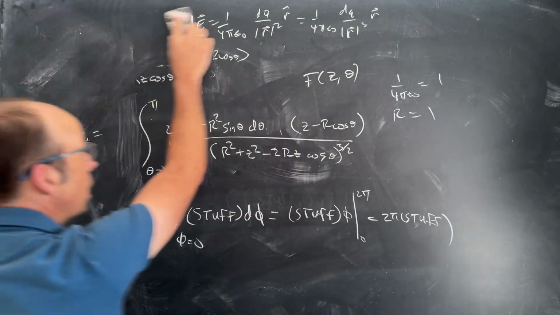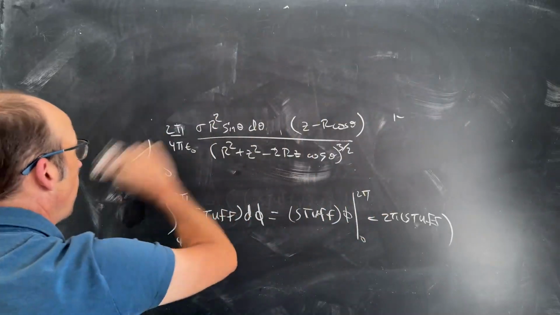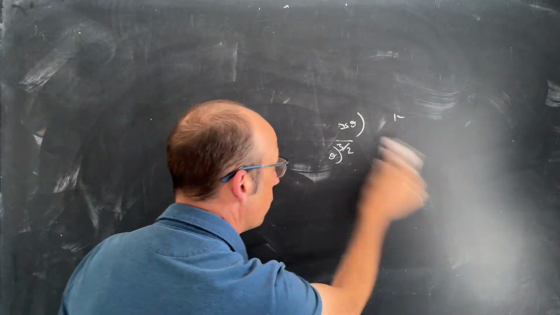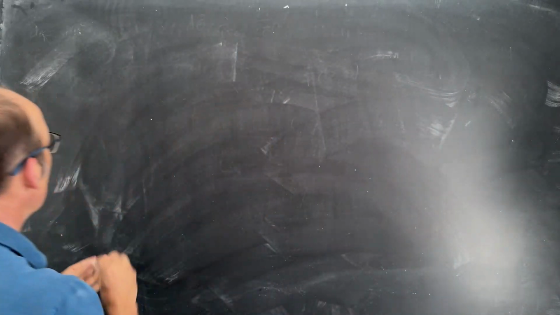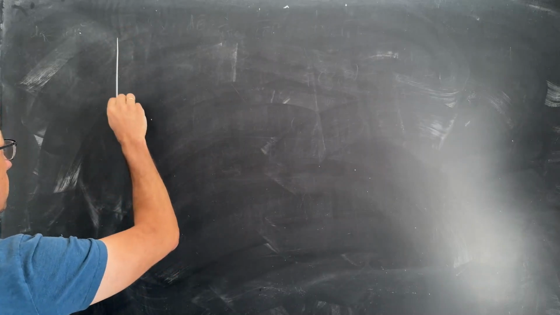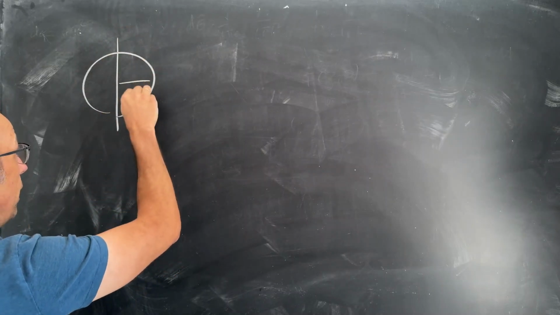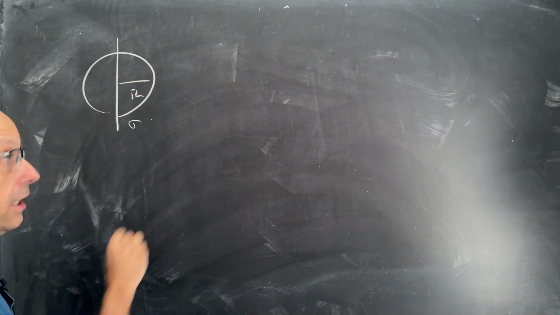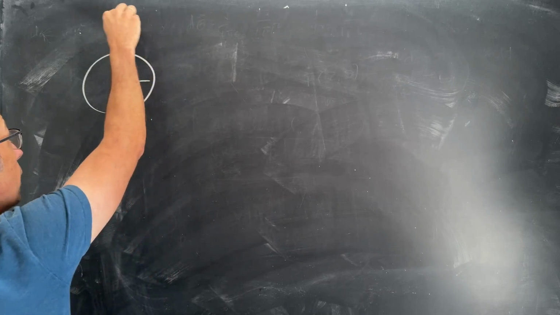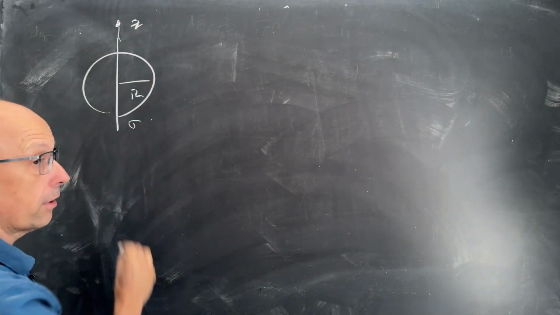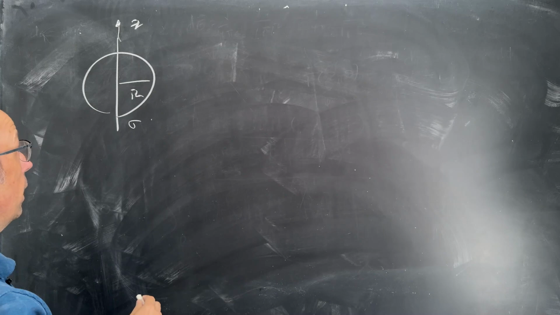Okay, so let's set up our situation and think about how we're going to solve this. And then we'll do it in Python. So here's my sphere. It has a radius r, a charge density sigma, and we want to find the electric field on the z-axis up here, some point z away.